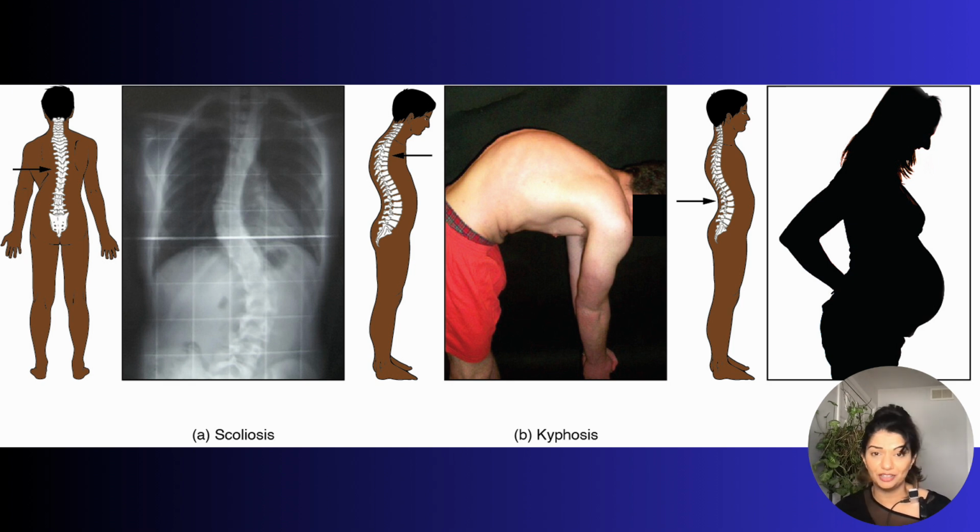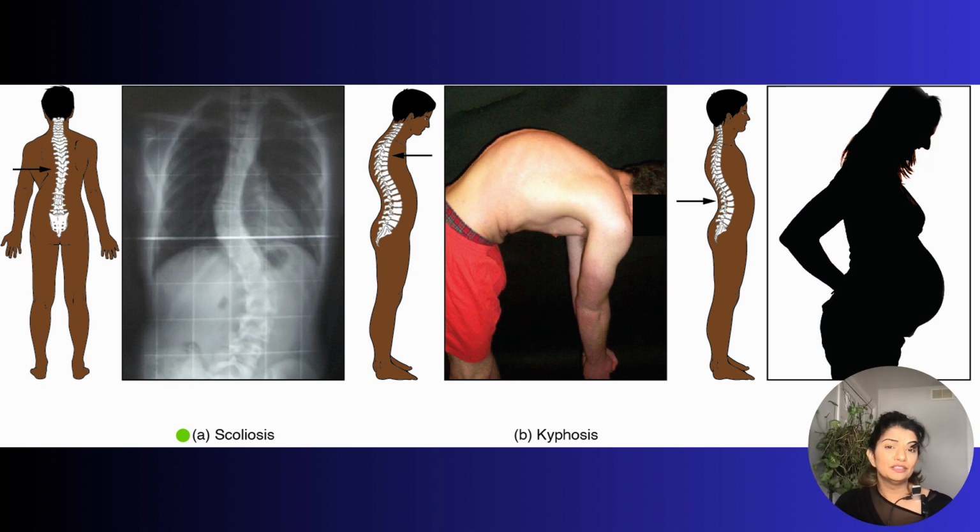That is not a natural curvature. As an OT, I see this a lot in children with spina bifida, for example. You're going to see that S-looking spine. Then the next one is kyphosis. This is the excessive curvature of the upper thoracic vertebral column. That's when you see that hunchback of Notre Dame type of look.